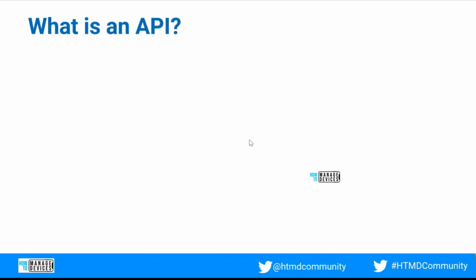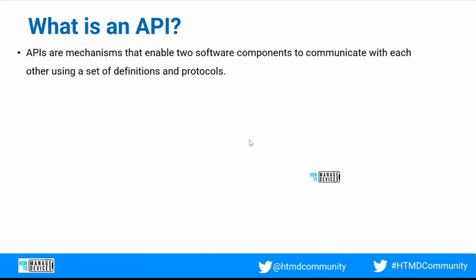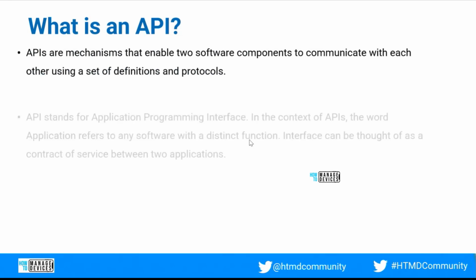So now, what exactly is meant by an API? An API is a mechanism that enables two software components to communicate with each other using a set of definitions and protocols. Like I said before, I have explained this in our previous session as well. Probably you can go through that video. I will get you the video link in a while, right?